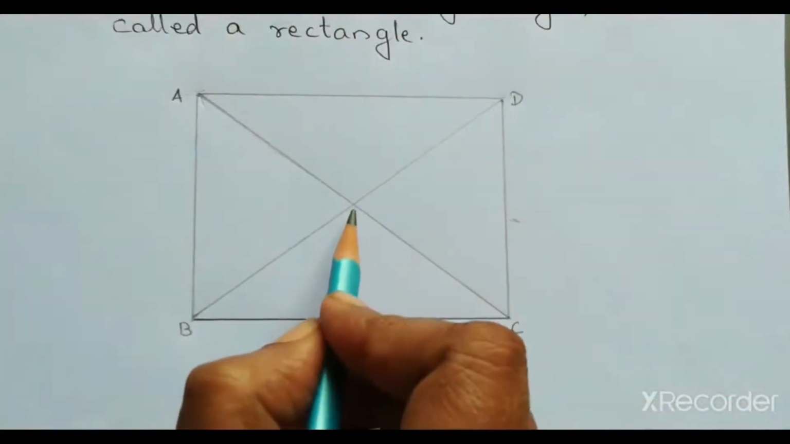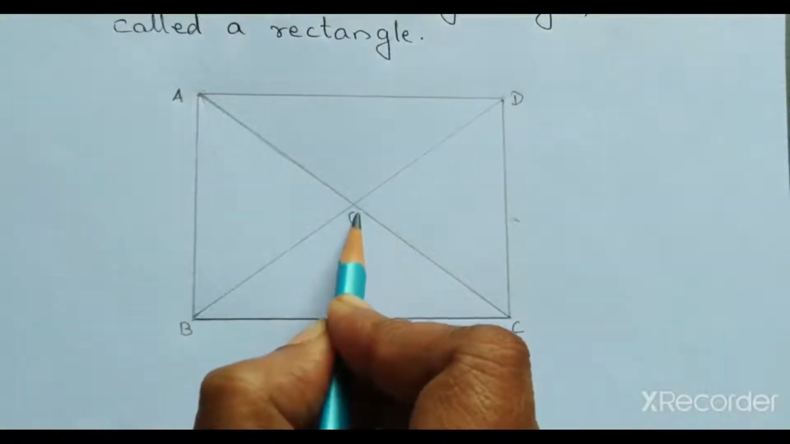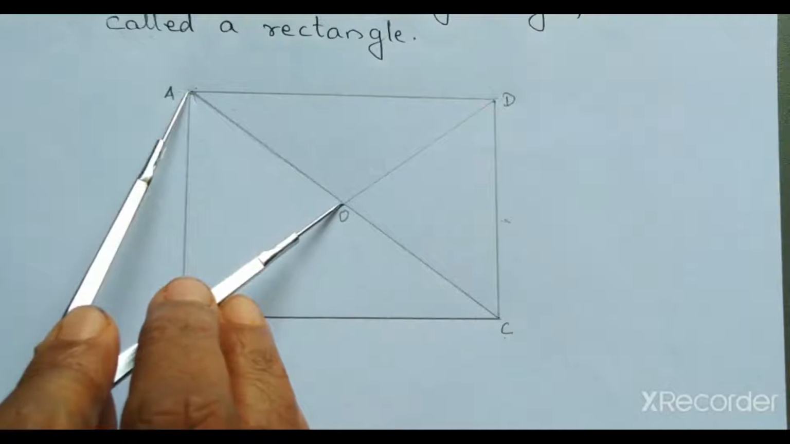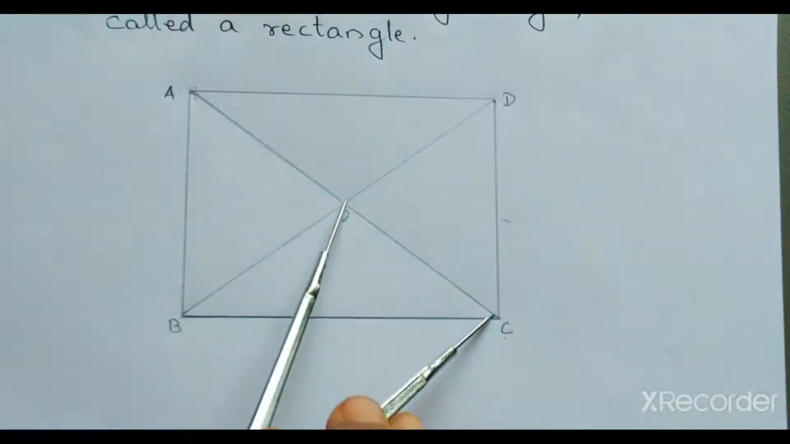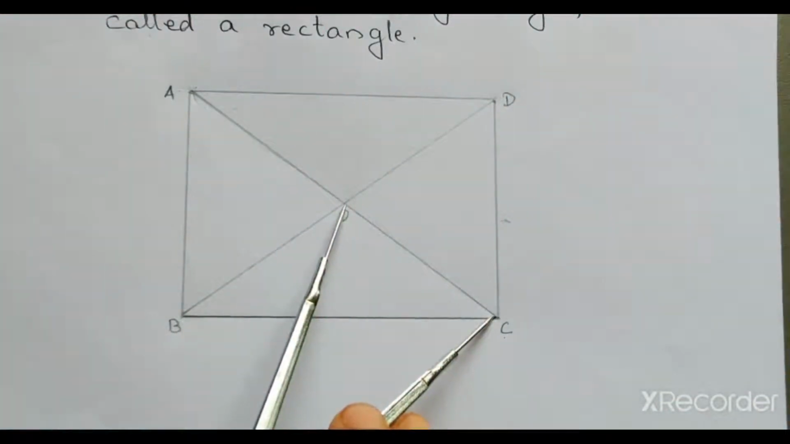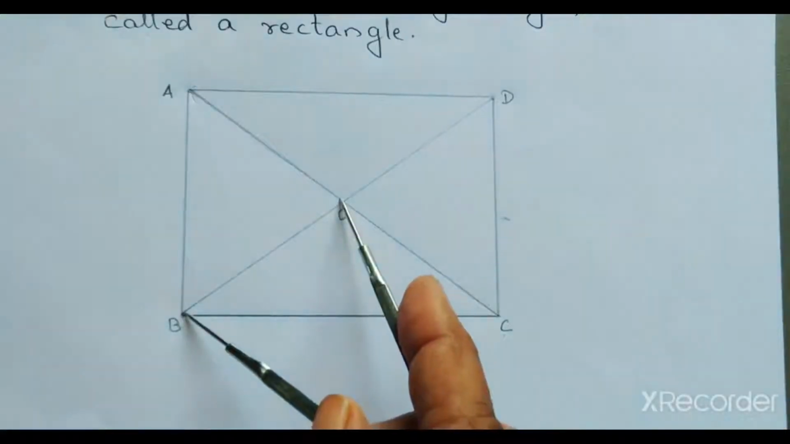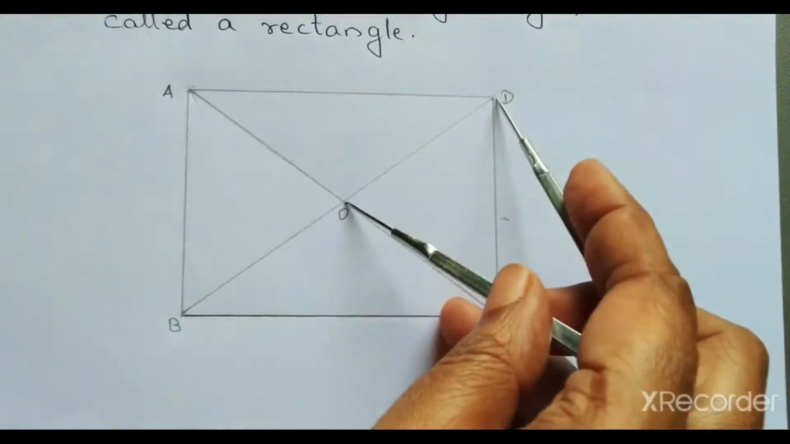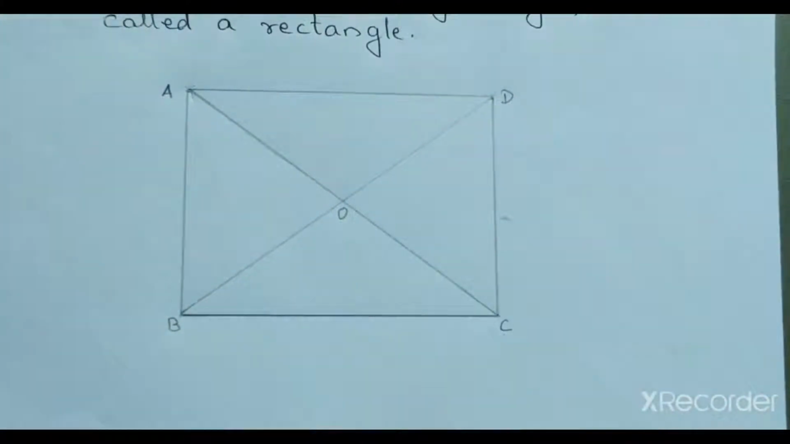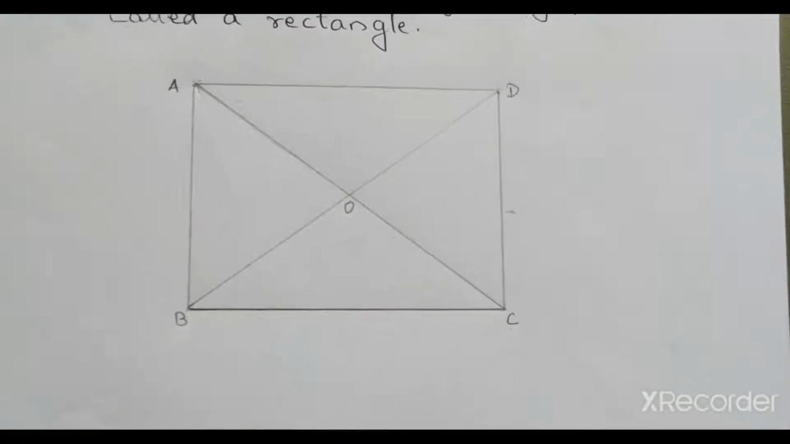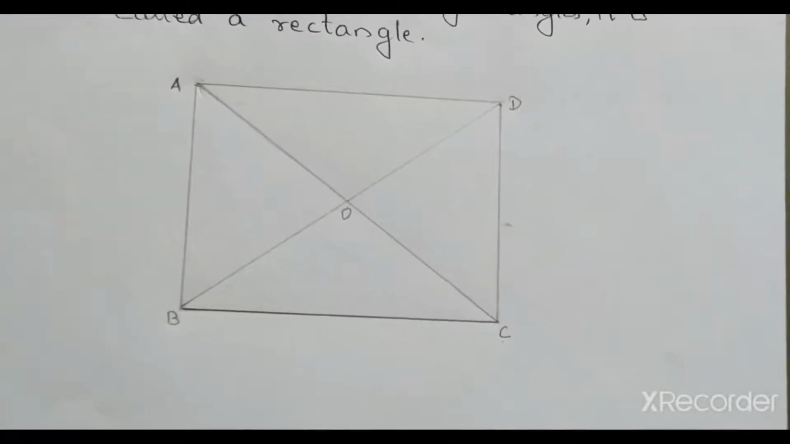Now let's name this point of intersection as O. If we check the length AO and OC, we observe that the two lengths are the same. Similarly, length BO and DO are also same. So we observe that the diagonals bisect each other. So now let us study the properties of the rectangle.